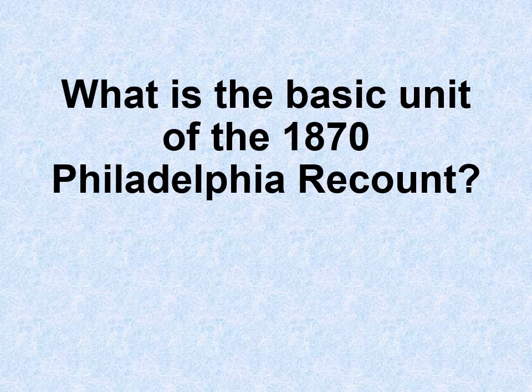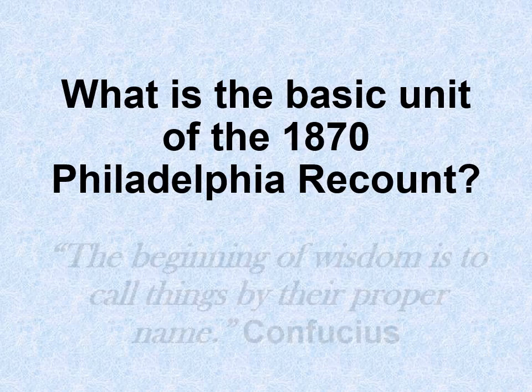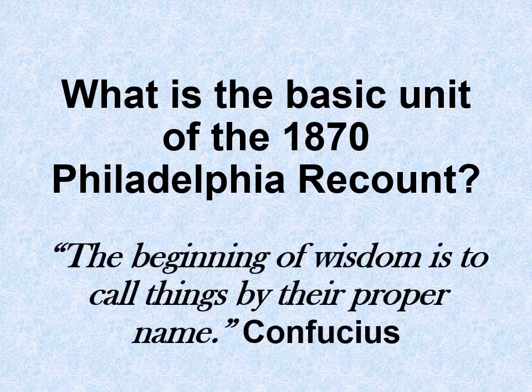So let's start off with what is the basic unit of the 1870 Philadelphia recount. Why is this important to do? Well, as Confucius said, the beginning of wisdom is to call things by their proper name. I agree with that, and we're going to try and figure that out.